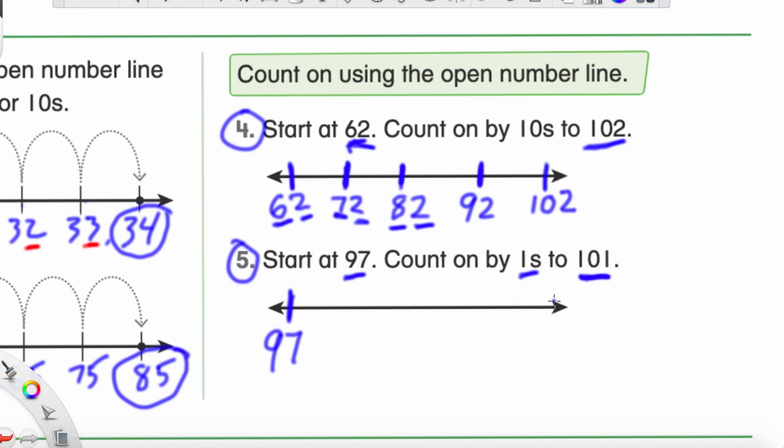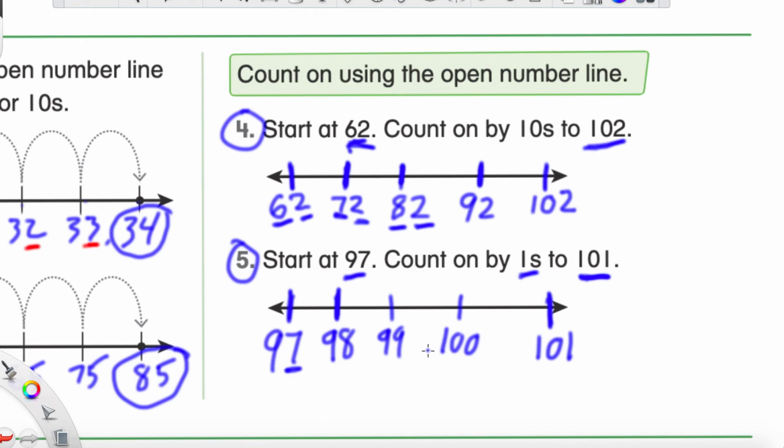So what I like to do is I like to put the ending number also, which is 101. And remember, we're just going to make a tick mark and we're only counting by ones here. So what's 1 more than 7? It's 8, so it's 98. And then 1 more than 98 is 99. 1 more than 99 is 100. And that's it. That's your entire number line, and you're completely done. That's it.